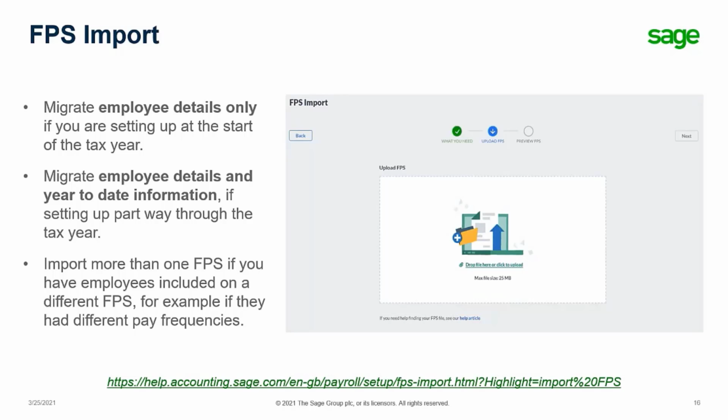If you do need help finding your most recent FPS and you're not currently using any Sage product, you should refer to your existing provider for more help on getting that FPS file. And there's a link at the bottom of this screen which is available in the download section on the right hand side for the handouts, and click on that link at the bottom. There's lots of help there on how to import an FPS, and there's also a video demo included in that article as well.